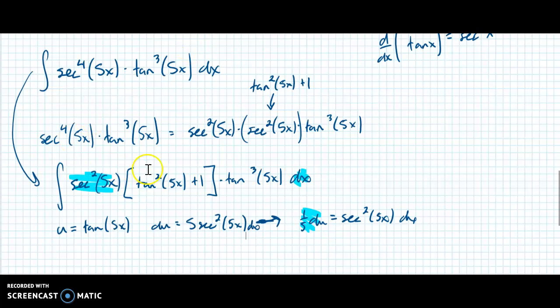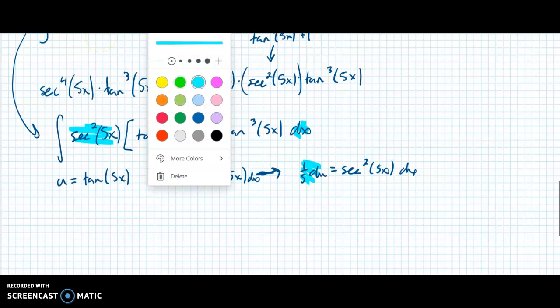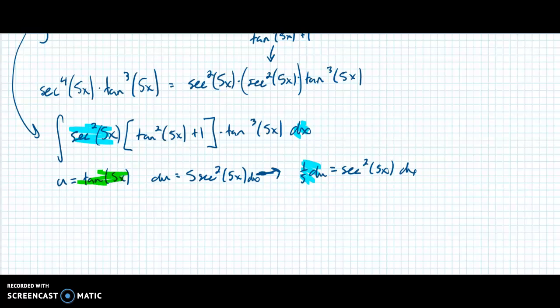And then I just need to replace these other ones. The alternative to what I'm doing right now is to distribute this tan cubed into this and this. But I think it's a lot easier to just write it as u's as opposed to multiplying them and then doing the u substitution anyway. So if u is tan of 5x, then let me switch colors. We got green. Tan of 5x is going to be replaced. And notice I didn't highlight the squared because that's going to be u squared. And then this is going to get replaced. So what am I going to get?